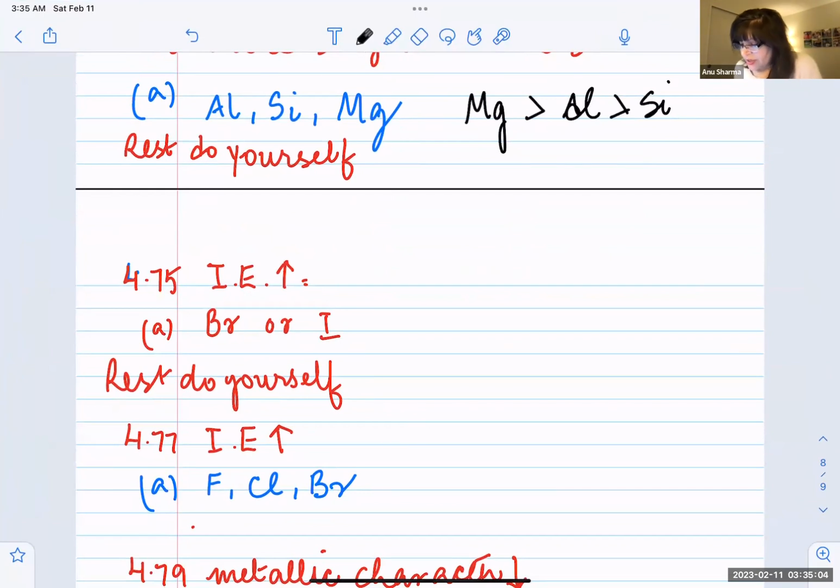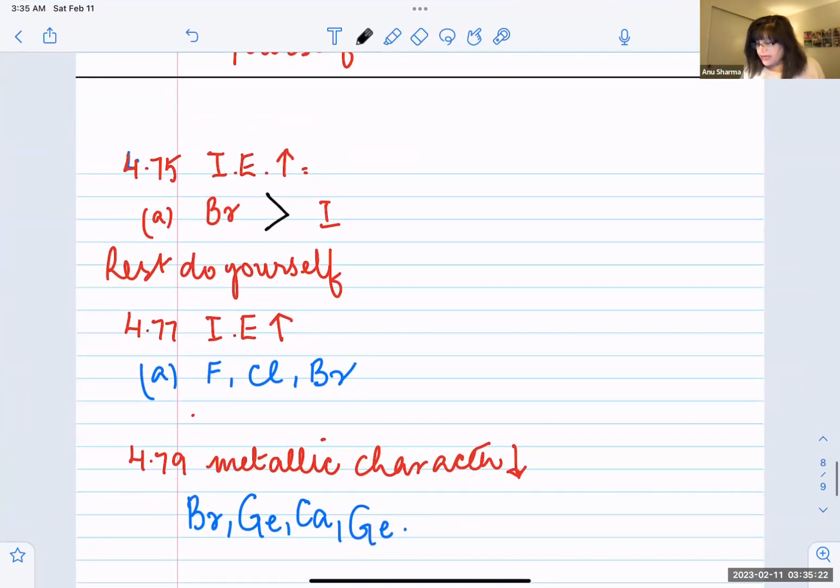Next is the ionization energy. Which one has more ionization energy? Bromine has more ionization energy. More energy is needed because iodine is a big atom, so the spread of the electron cloud is more. Then fluorine, chlorine, bromine: the ionization energy is the energy to remove the electrons. Fluorine is the highest, then chlorine, then bromine.